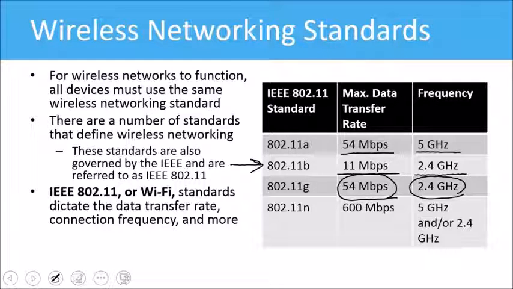Of course, that same type of analogy doesn't necessarily work that well with N down here, but N just gets way faster with 600 megabits per second. And then it uses both frequencies. It uses 5 gigahertz or 2.4 gigahertz as a frequency. So hopefully that little analogy helped you remember the difference between those standards. Definitely something that you're going to see on an exam.